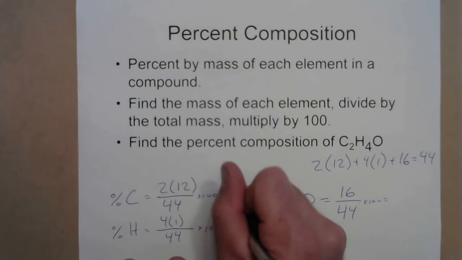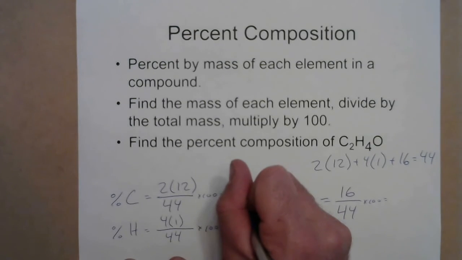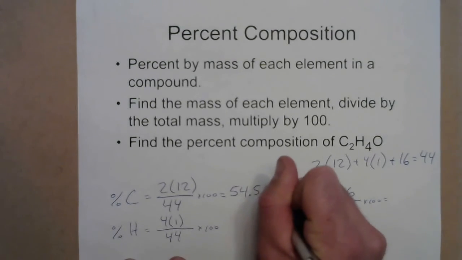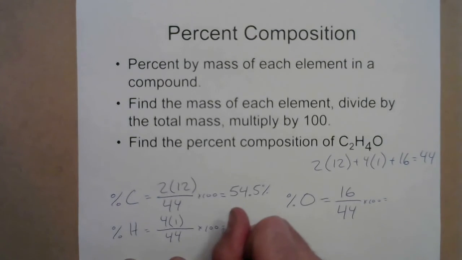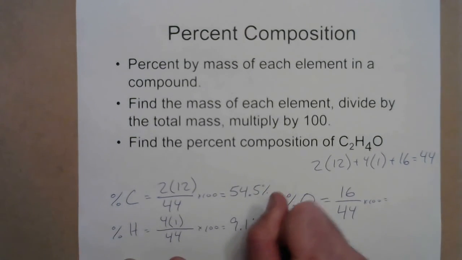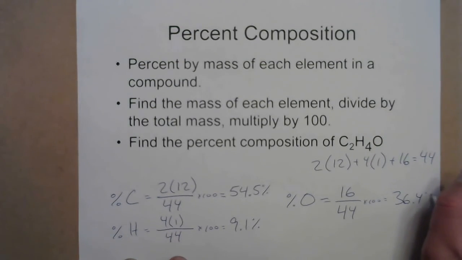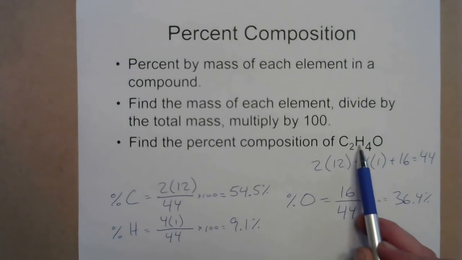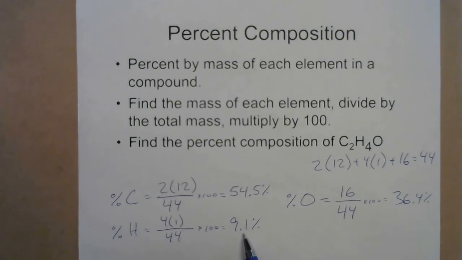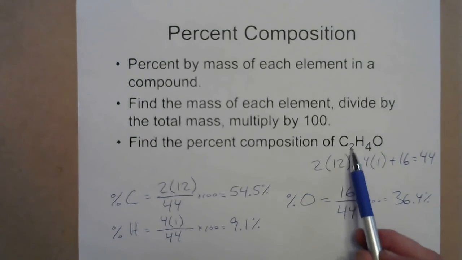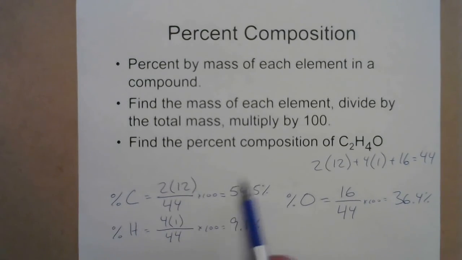All right, and so this gives us for the carbons, 54.5% carbon by mass. For the hydrogens, 9.1%. And for the oxygens, 36.4% oxygen. So notice that even though there's four hydrogens, so hydrogens make up the largest percentage by number of atoms, by mass it's the smallest because each hydrogen is very, very light. And carbons, even though there's only 2 of them in the compound, make up more than half of the mass.